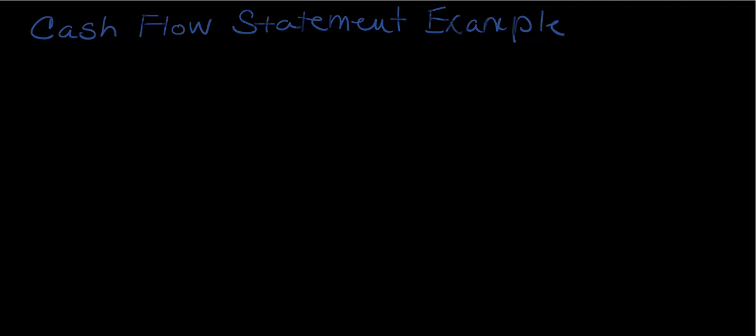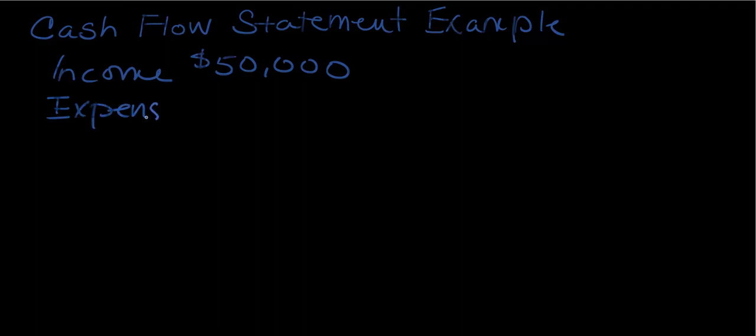Let's go through a cash flow statement example. Let's assume that Oscar had cash income of $50,000 this year and cash expenses of $47,500.